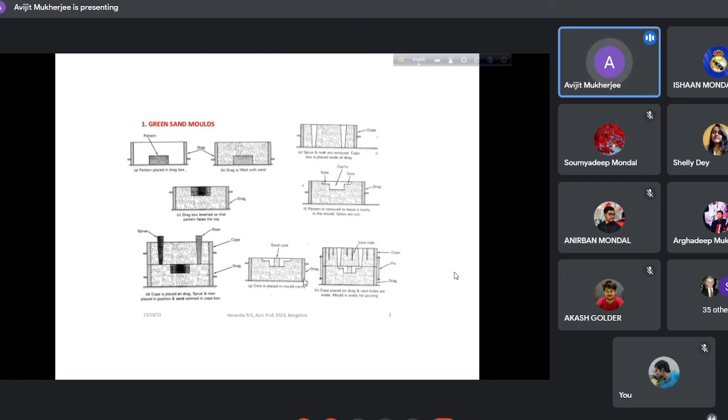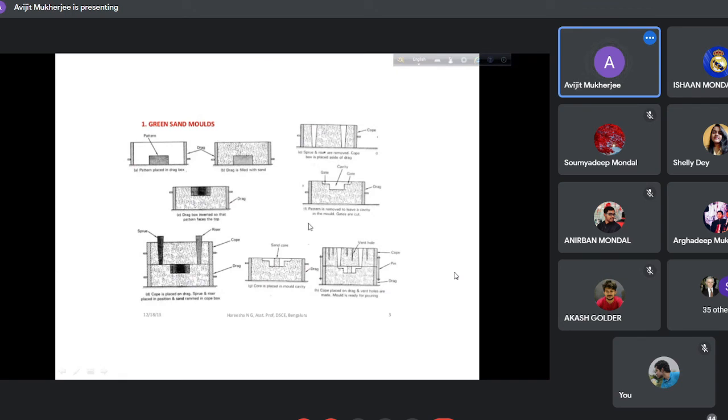And as we also mentioned in the last class, when we are placing a pattern inside the cope and drag, we are also using some pins, what are known as sprue pins. One is used in this position, another in that position. These are known as sprue pins, a tapered plug, either wooden or cast iron. But depending on their position, one pin is known as the riser, another is the runner. Now, which is riser and which is runner? That is important.